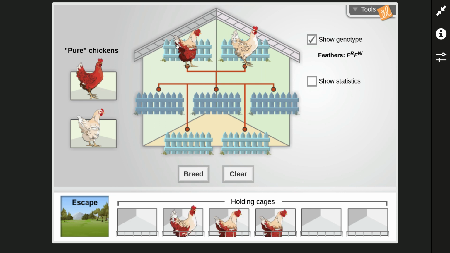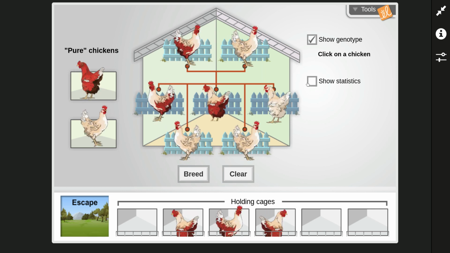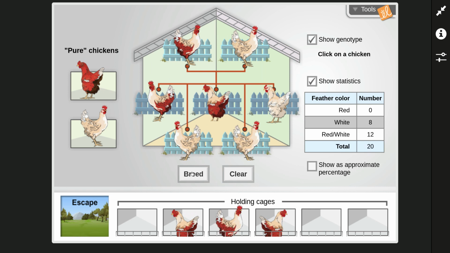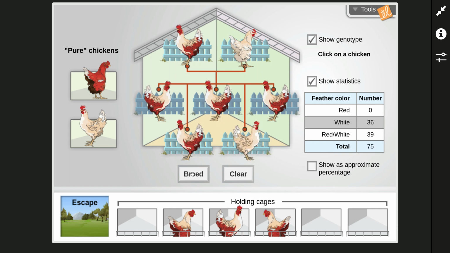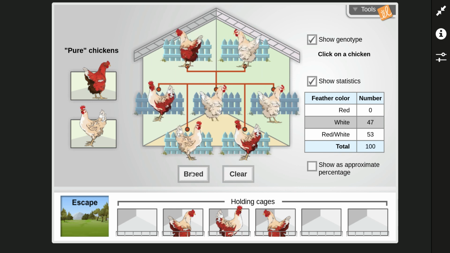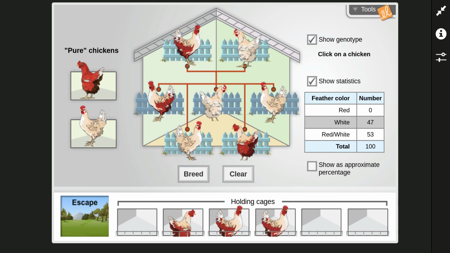We're going to get a dominant red from 1 parent, dominant white, and 2 dominant whites. So we can breed, and there we go, we've got red and white, and we've got white. So we can see that red and white is pretty common. We'll go to 100 and see what we end up with. And as we get to 100, it's awfully close to 50-50. Now, when you do this, figure out why you think that is.